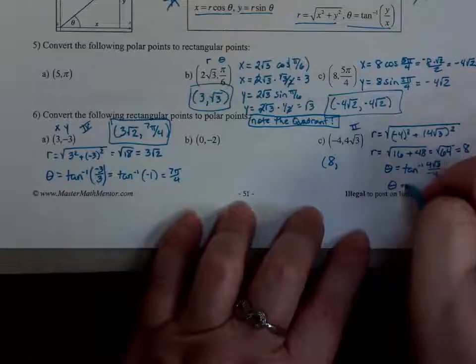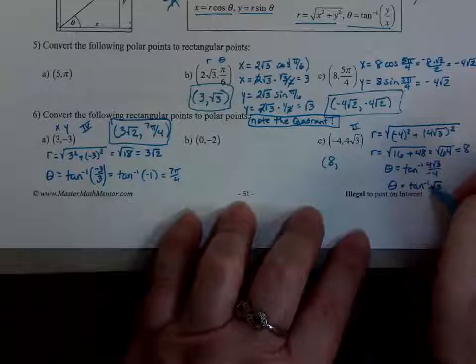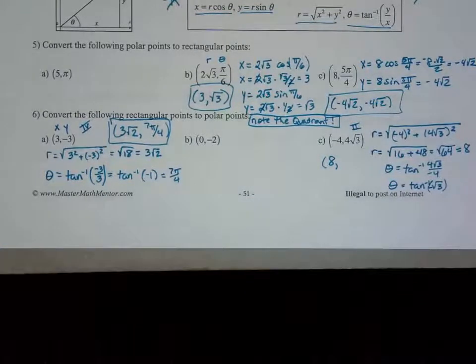So that's tangent inverse of negative square root of 3. I stand corrected. Okay, we're in quadrant 2. We want the tangent to be negative square root of 3. It's not pi over 4. Is it pi over 6 or pi over 3? It's pi over 3.